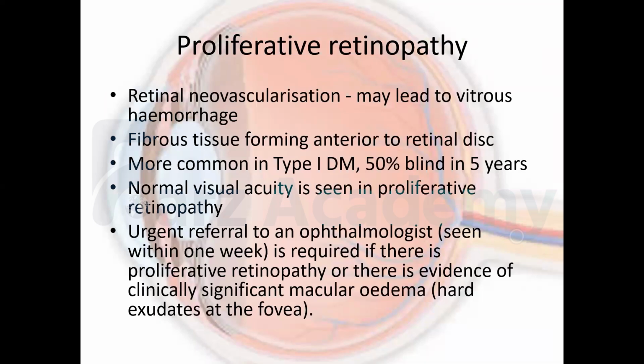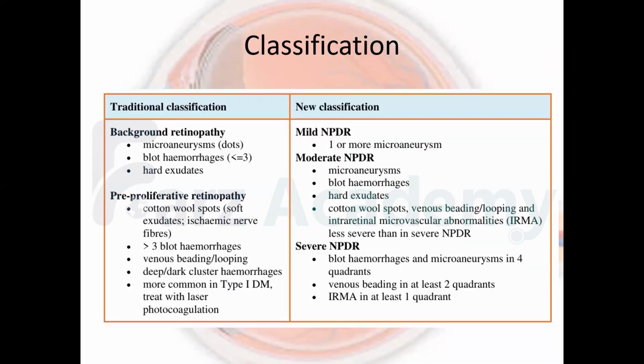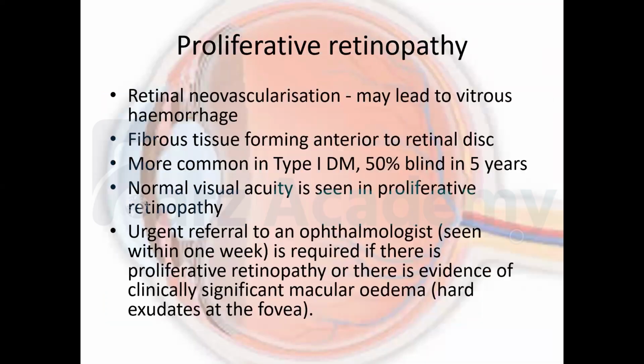So the next would be proliferative. Whatever we saw now is non-proliferative type. The proliferative diabetic retinopathy constitutes retinal neovascularization, mainly because of production of growth factors and retinal ischemia. This can lead to vitreous hemorrhage, fibrous tissue forming anterior to the retinal disc can be seen. Proliferative is also more common in type 1 diabetes, and in 50% of the patients, it can lead to blindness in 5 years.